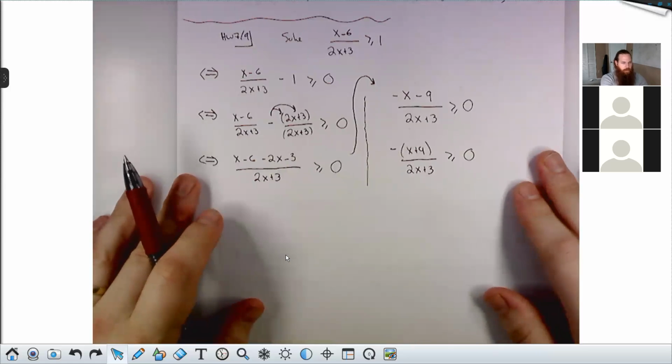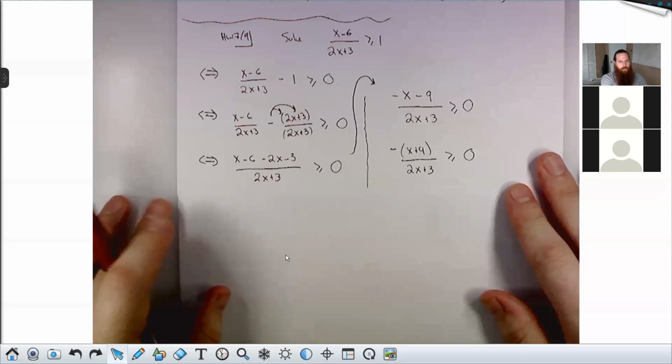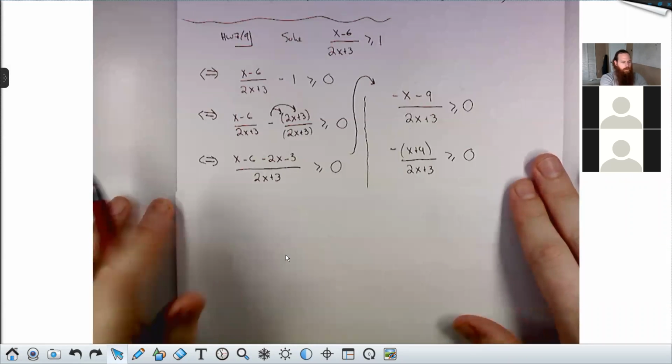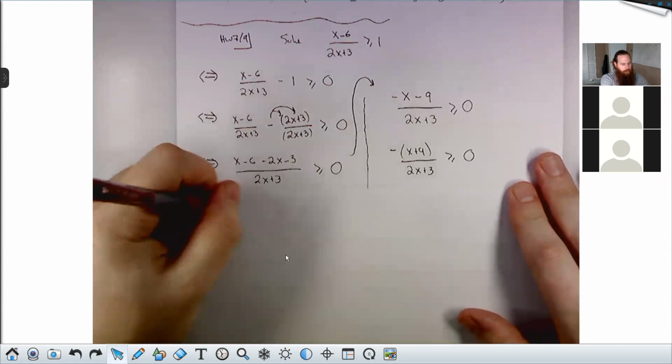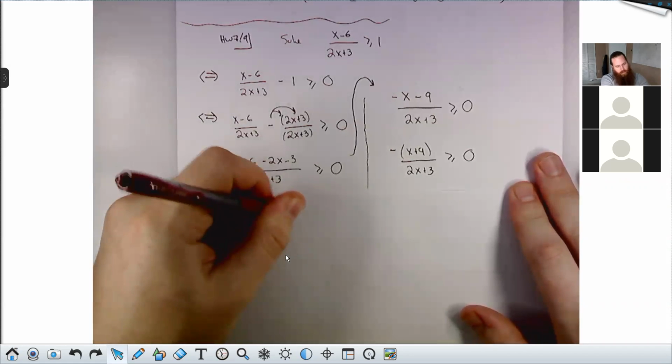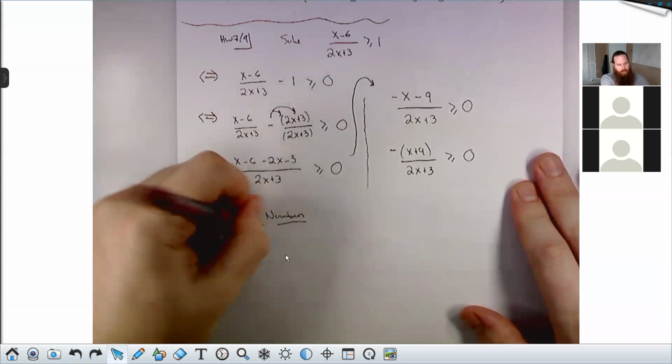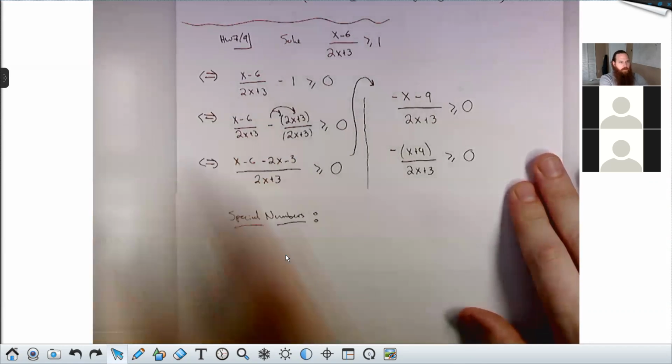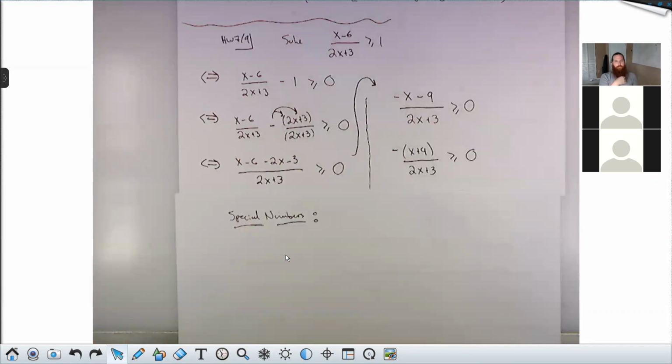We had a special name for the things we need to find now. Yeah, we're gonna need a number line, and on that number line, we're gonna plot our special numbers. So what are the special numbers here? Those are numbers where this object is capable of going from positive to negative, which would be anywhere the top or bottom is equal to 0.